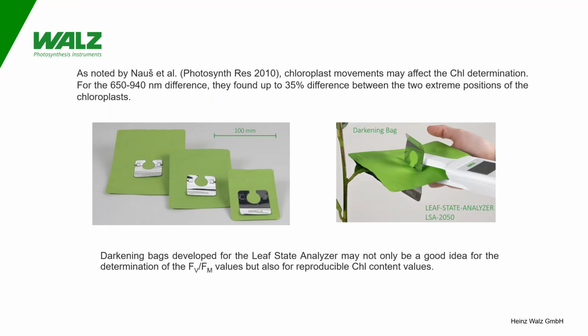No doubt, every user wants reproducible chlorophyll content data, and there one phenomenon has to be taken into account. Jan Naus and colleagues in Olomouc in the Czech Republic considered chloroplast movements and found up to 35% difference in the difference between 650 nanometers and 940 nanometers, inducing the 2 extreme chloroplast positions.